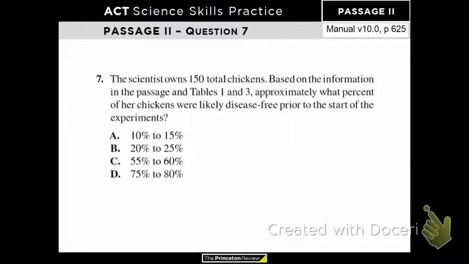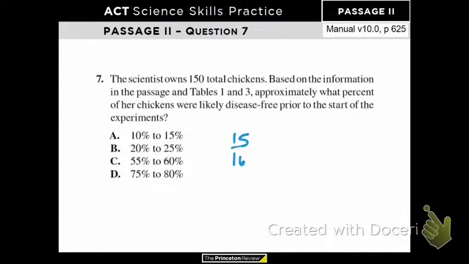And then the last one, number 7. The scientist owns 150 total chickens. Based on the information in the passage and tables 1 and 3, approximately what % of her chickens were likely disease-free prior to the start of the experiment? So for this one, I went back and looked at table 1. So we saw above in that paragraph that each of the groups started out with 20 chickens each. And on day 1, it says the number that were diseased was 15 and 16.